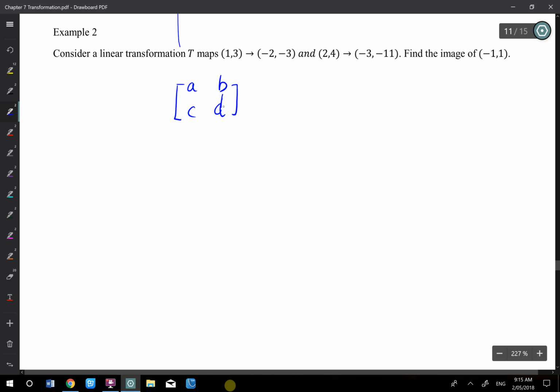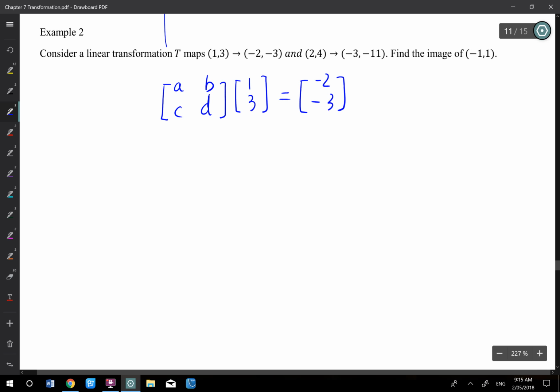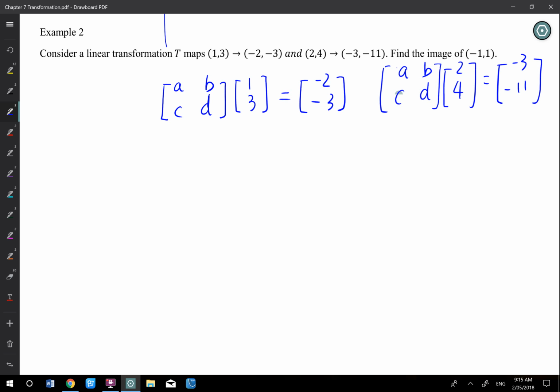So what I can set up is that the point 1, 3 undergoes this transformation and I achieve the point -2 and -3. And the same matrix makes the point 2, 4 into -3 and -11. This is more for understanding matrices. This is how I can set up a transformation matrix.